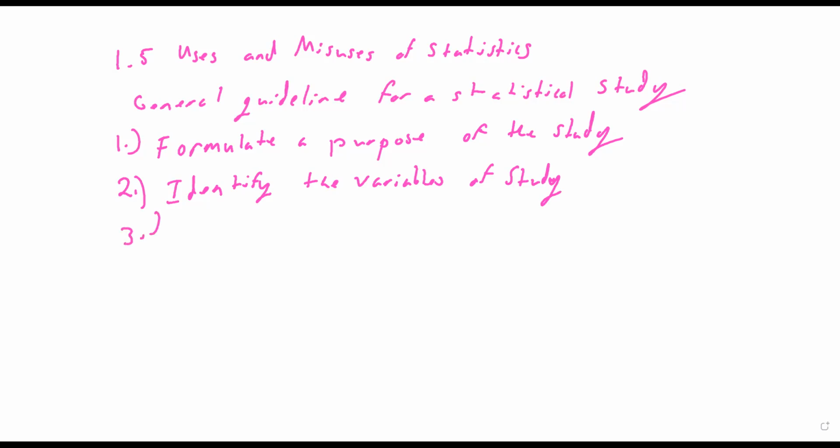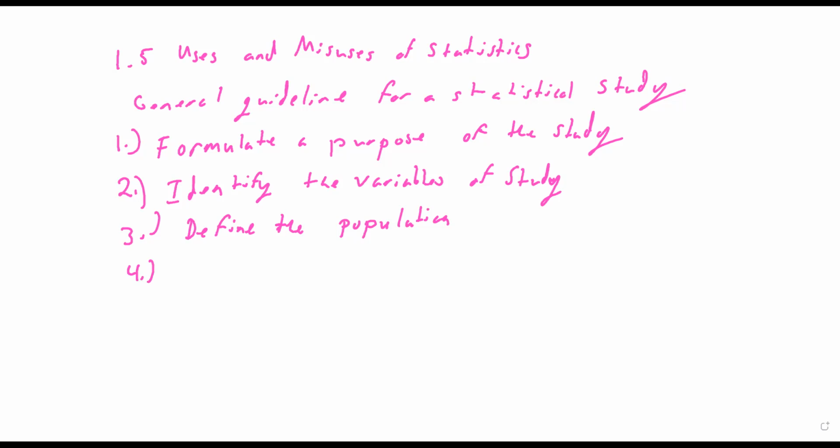The third thing you need to do is define the population. Is the entire population the student body? Is it the people that show up to the gym membership? Is it people in Texas? Define your entire population that you're doing the study for. So define the population.